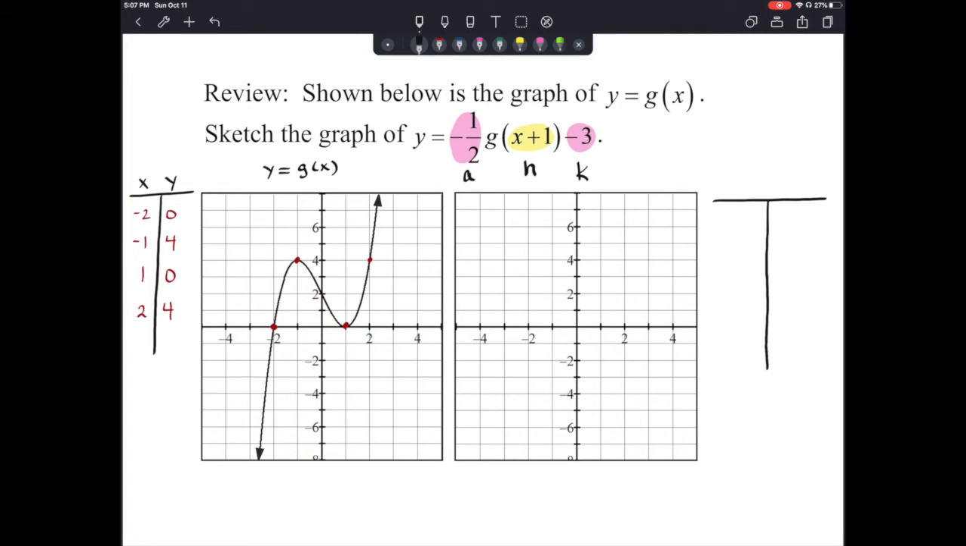But let's look at how we can come up with these new points using these. So our a value, when it's on the outside, and that k value will always affect our y values. So we're going to say negative 1/2 times y and then minus 3. Since we have a +1 inside of here with our x, remember we're shifting it left 1.